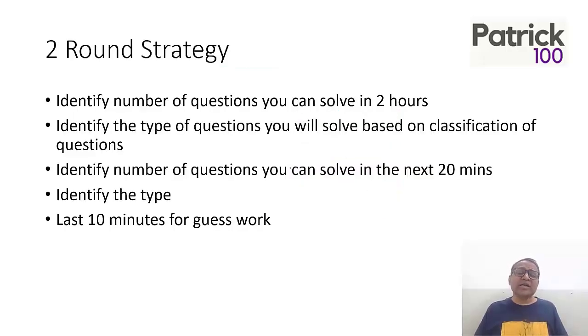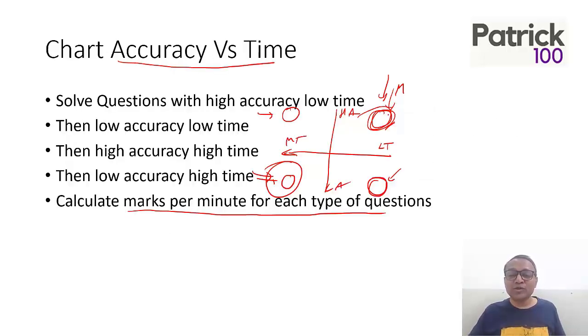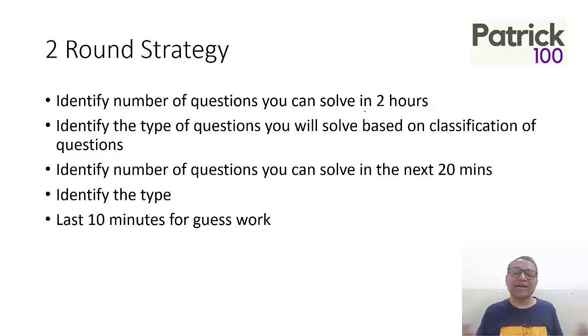Now, the two-round strategy is to identify the questions that you can solve in 2 hours. You will first focus on questions with low time, high accuracy, then maybe low time, low accuracy, then maybe more time, high accuracy. Check how many questions you can solve in 2 hours, classify the types of questions, and try to solve those in the first round. That means you finish your first round in 2 hours, where you solve all the expected questions, the easy ones which give you easy marks and take you less time.